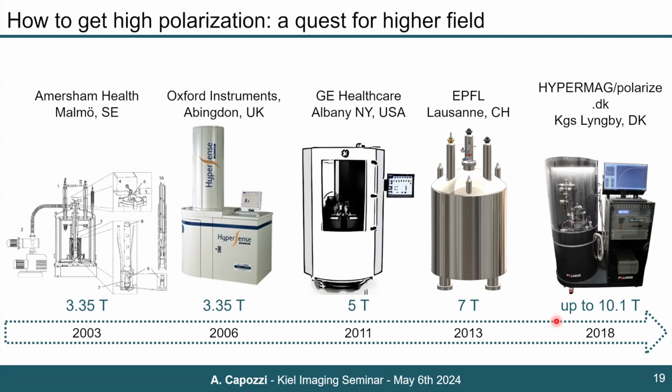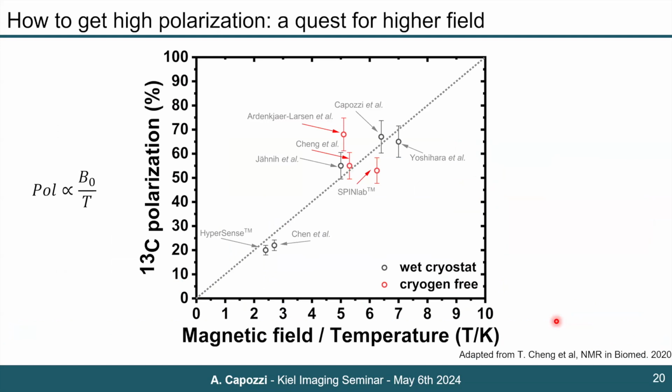So as you can see, the field increased across the years. And why is that? Why do we have this quest for high field? Well, if you put on a graph the pyruvic acid plus trityl data collected at different magnetic fields, you can see that the polarization follows this law, proportional to the magnetic field over the temperature. So increasing the magnetic field will eventually yield higher polarization, and all these graphs taken from the literature follow this law pretty well.